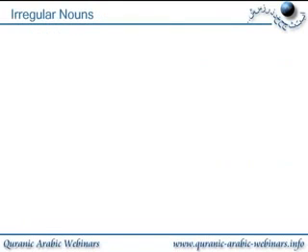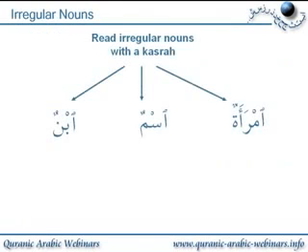Now, irregular nouns. We're not going to go into the grammar of what is irregular, but all we need to know is there are a handful of nouns that themselves begin with Hamzatul Wasl, and we're not talking about the definite article now. We've completely finished with the definite article. So we've got a few words here. We've got imra'a, ism, and ibn.